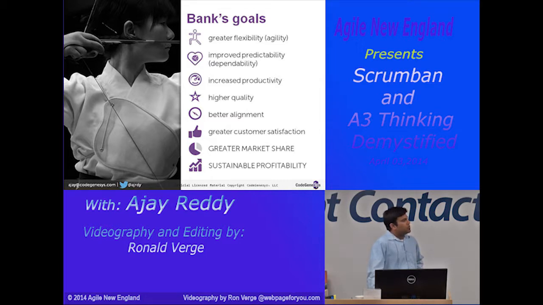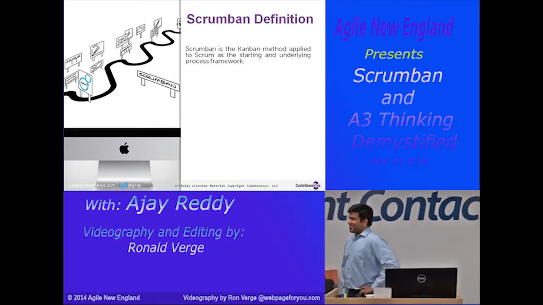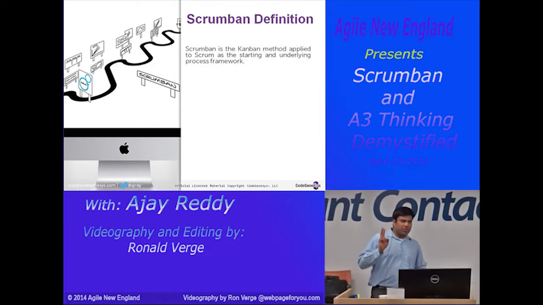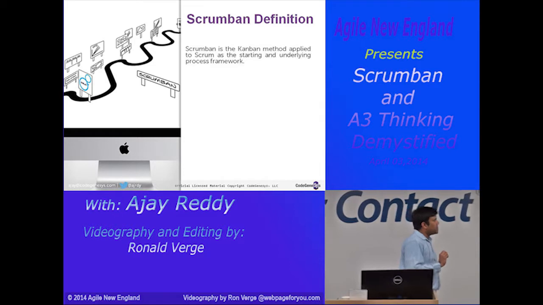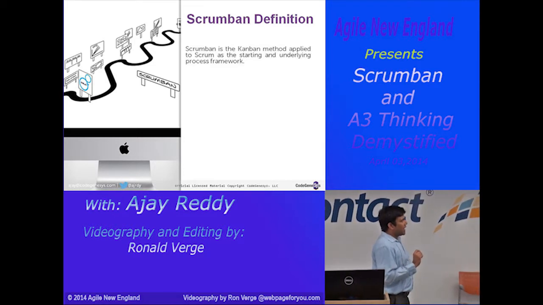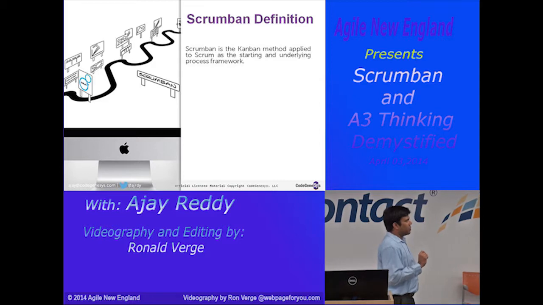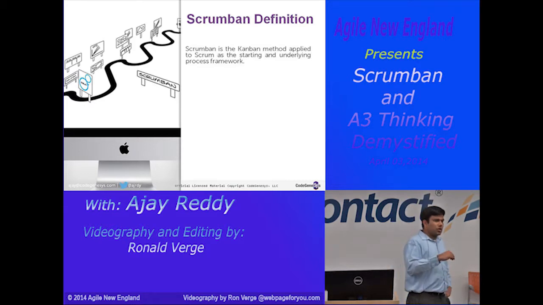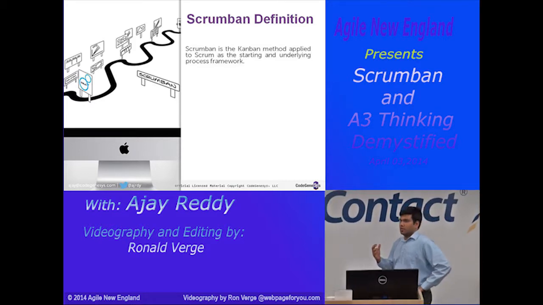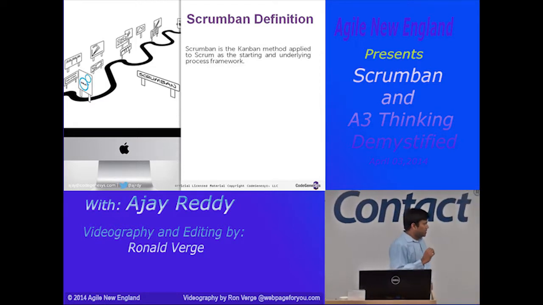So we saw Scrum's popularity, we saw why Scrumban. We also saw the bank's problem areas, we saw the bank's goals. Now I want to define what Scrumban is. Okay? So I have two definitions for it. This is the simpler definition and a very basic definition, and one that comes across very frequently. Scrumban is the Kanban method applied to Scrum as a starting and underlying process framework. So Scrum is the starting and underlying process framework, and when you apply the Kanban method to Scrum, that's when you get Scrumban. Okay? So that's the simple definition.